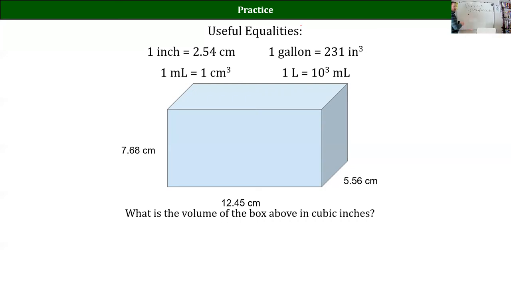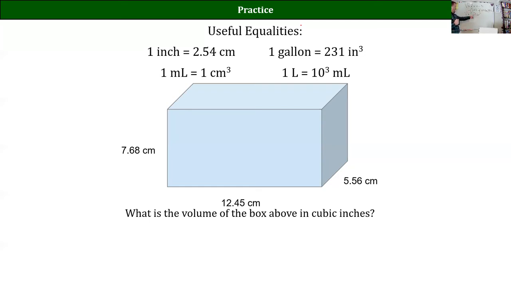When we plug all that in, we'll get a volume in cubic centimeters. Say 531.6. We're only going to keep three sig figs though, because our 7.68 number and 5.56 number each only have three sig figs. So 532 cubic centimeters is our volume in cubic centimeters.